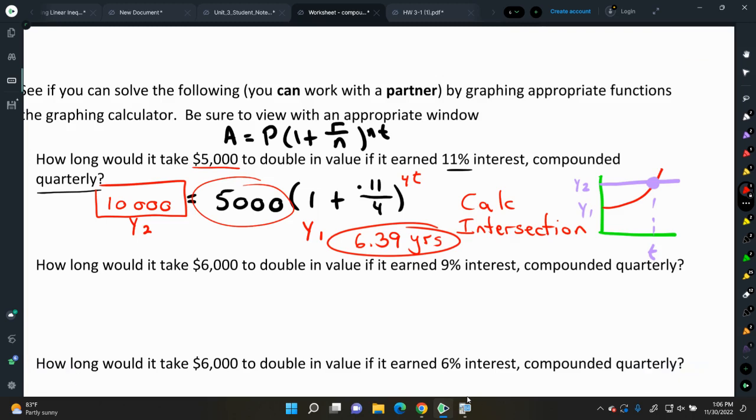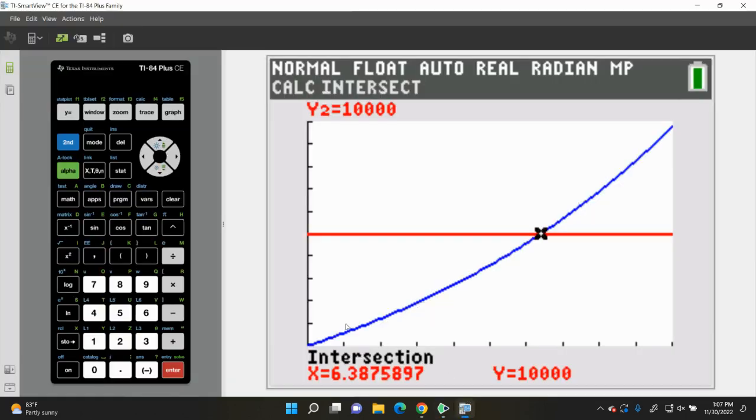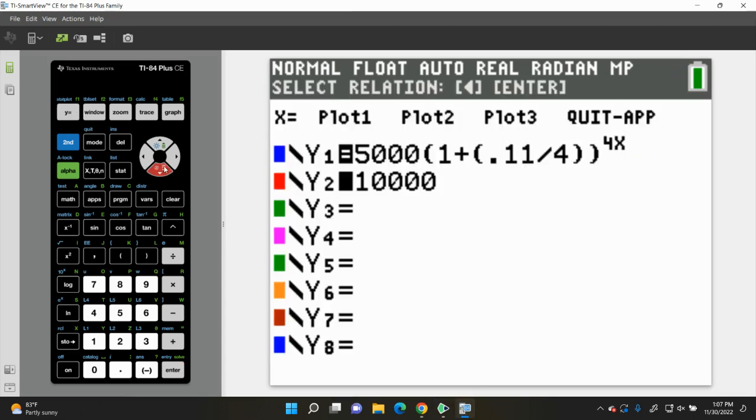So the next one, we've got $6,000, and we are earning 9% interest, compounded quarterly, so we're dividing by 4 again. So to the power of 4t or 4x, and we're trying to find out when that doubles. So again, it's 12,000. Now I'm going to show you a little trick on this. We could solve it just like it is. In fact, let me do that first, and then I'll show you my trick. First off, I want this to equal 12,000 instead of 10.